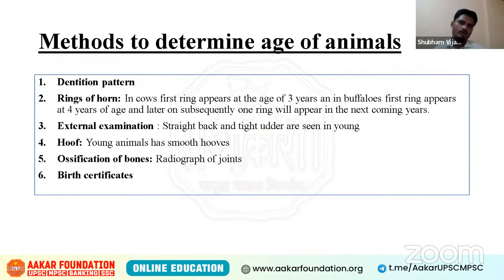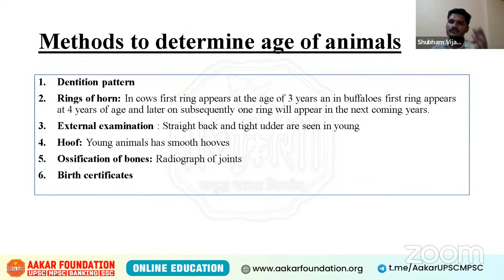Next one is the rings of horn. You may have seen many rings on the horn of the old cows. Why does this happen? In cows, the first ring appears at the age of 3 years. In buffaloes also it appears, but at the fourth year. Later on, after every year, one by one a ring will appear. If 5 rings are there in a cow, then you may say the age of that cow is 5 years. But if it is a buffalo, then the age is 4+2.